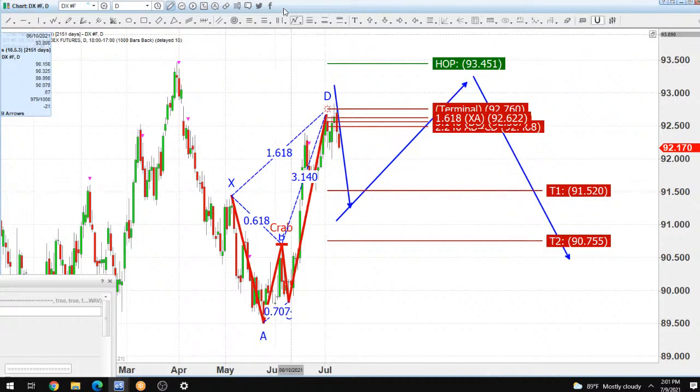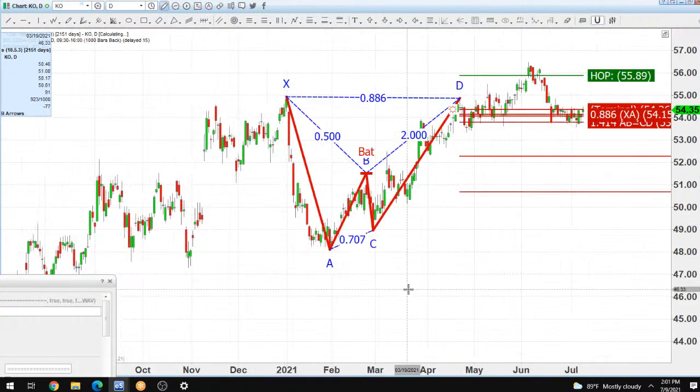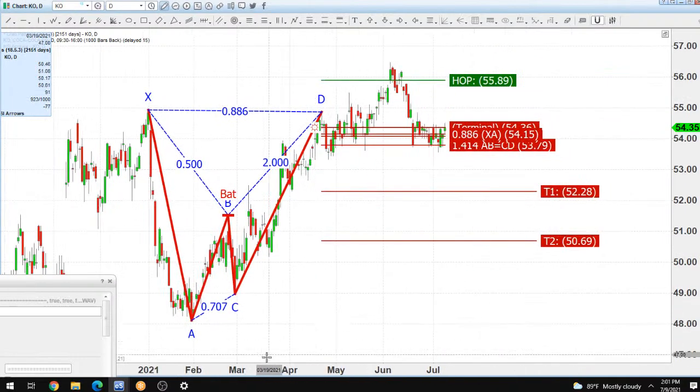All right, Youssef, we'll look at Coca-Cola again. I'll do the 30-second review, even though we spent 20 minutes on it in the course. Here's Coca-Cola. Beautiful bat pattern, bearish bat pattern. Remember what we were saying? I think we talked about this. You and I talked about this in the course.